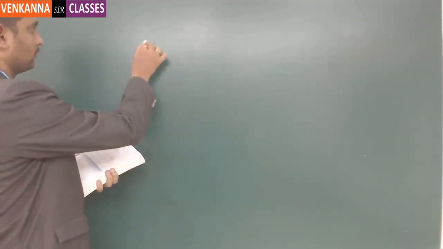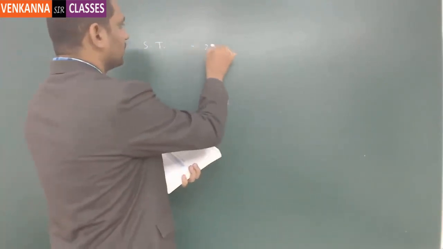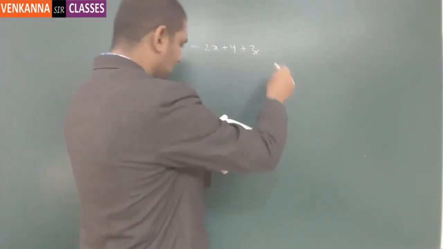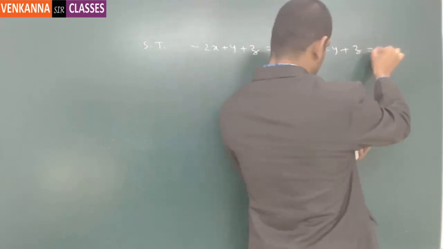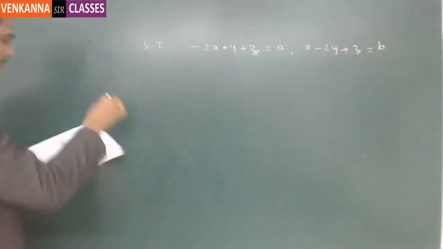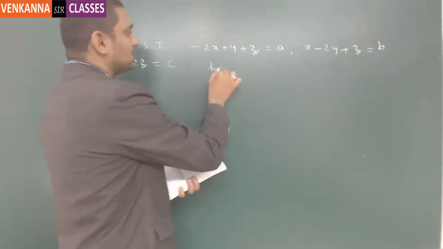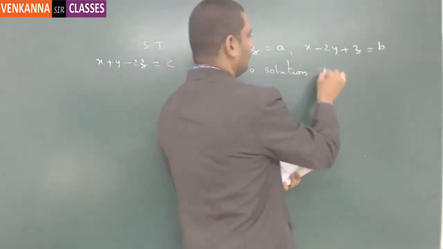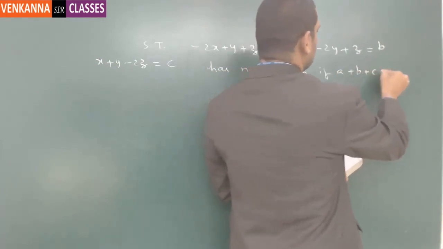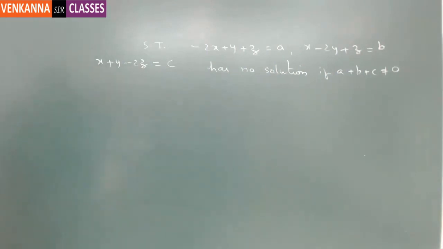So let us take the problem. Show that minus 2x plus y plus z equal to a, x minus 2y plus z equal to b, x plus y minus 2z equal to c has no solution if a plus b plus c is not equal to 0. So that was the question. Please take a note of that.